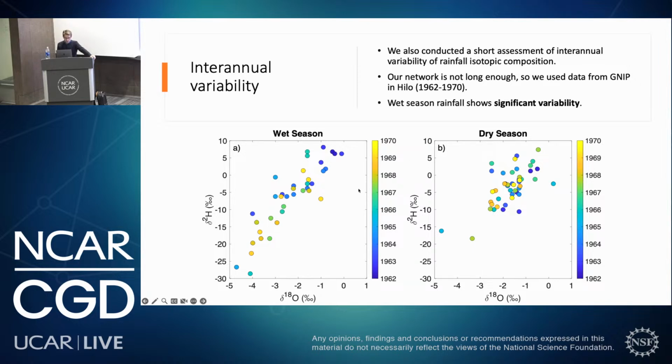And one interesting thing is that for the wet season, there is fairly significant variation. Some years, 1962 and 1963, have really, really enriched values during the wet season. And other years, such as 1968 and 1969, are really, really depleted compared to these values. This is not necessarily surprising because we do know that the climate in Hawaii is very sensitive to the conditions of the Pacific.